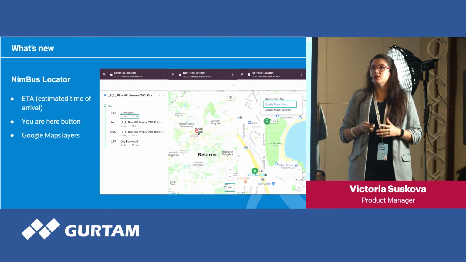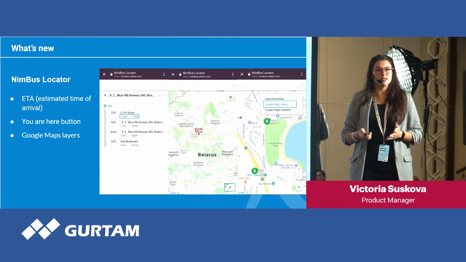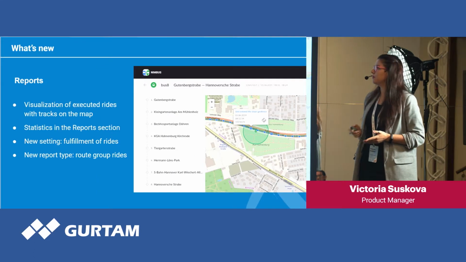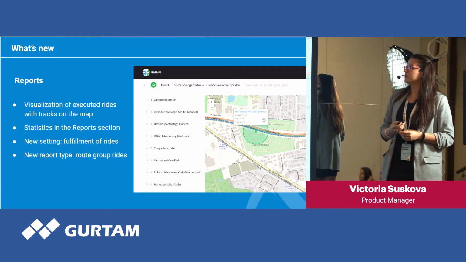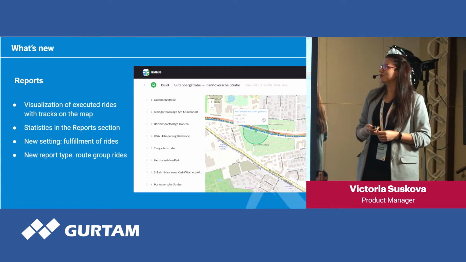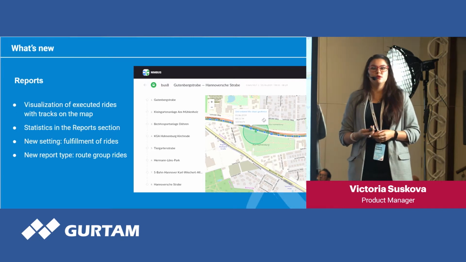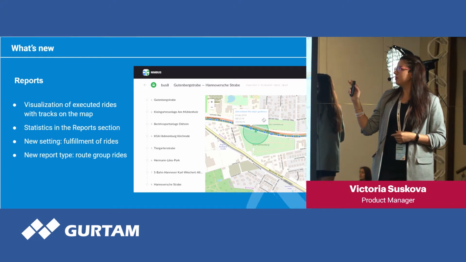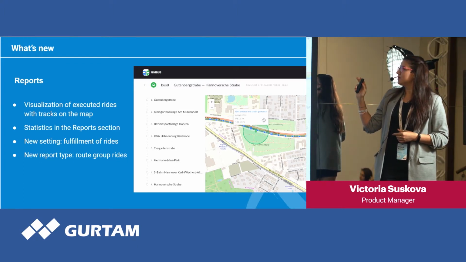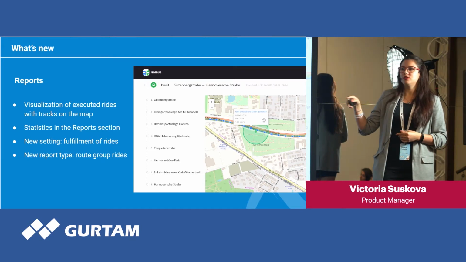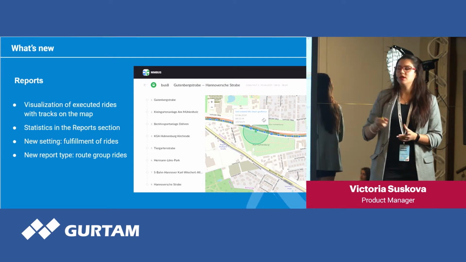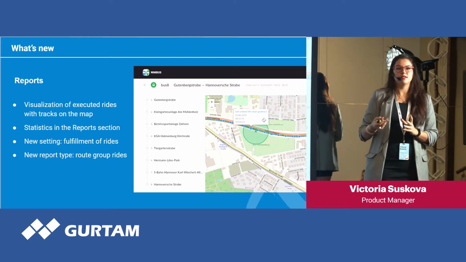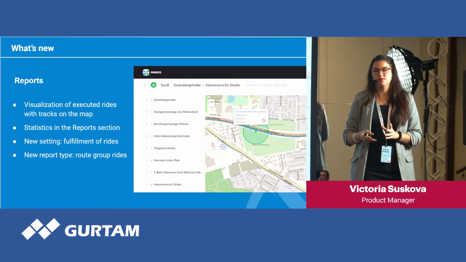Also, for the controlling authorities, reports are usually essential. So obviously, we've added some new features in this area also. So first of all, visualization of executed rides with tracks on the map. So now, once you run a report, you can go to the map and see the real track. And also, as in the online section, you can click on the stop and its GTFS is revealed. So it is very useful for analyzing any kind of problem situations.